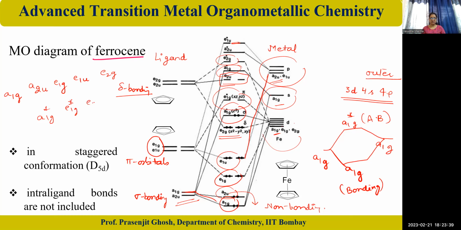Or if you do not want to go any further, we can end up over here. So the general configuration comes in this particular region where we have A1G, A2U, E1G, E1U, E2G, A1G star and E1G star. So here we have to fill our electrons to get a particular electronic configuration.